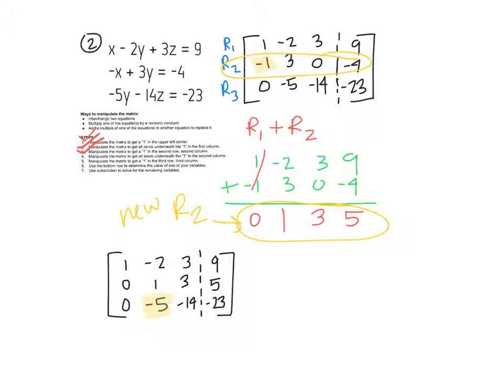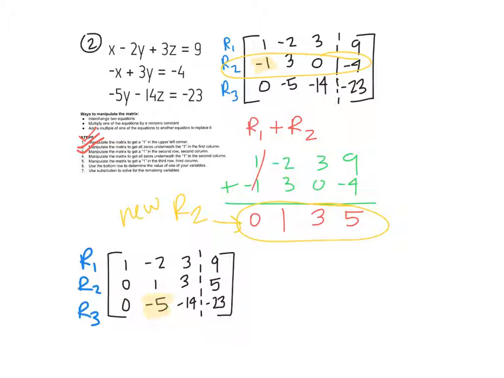So again, let's label our rows. We've got row 1, row 2, row 3. And looking at our ways to manipulate, we could interchange two equations. Well, I don't have another equation that's going to make this become a 0 because these are not zeros. I could multiply one of the equations by a non-zero constant.